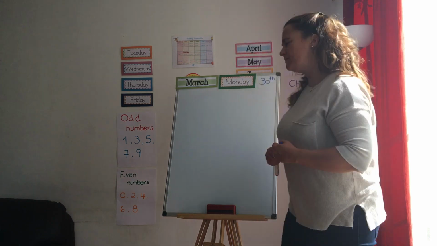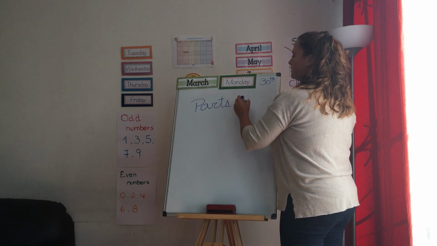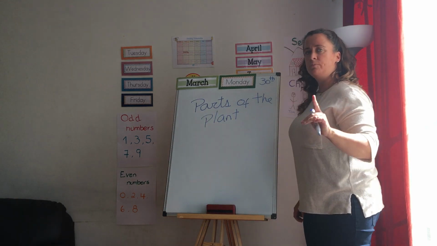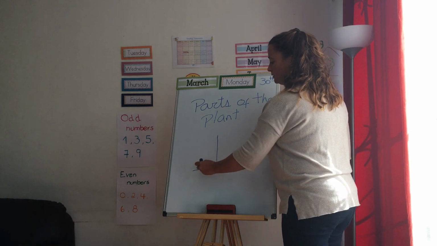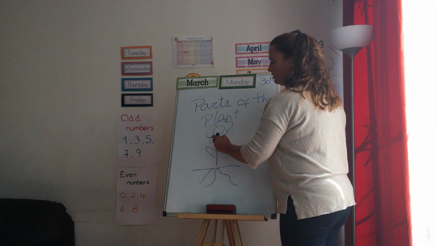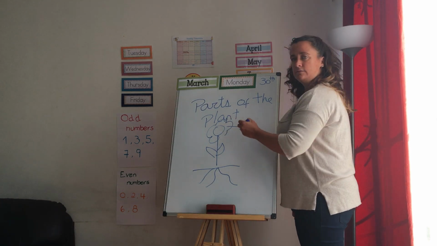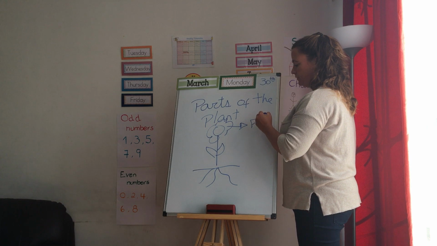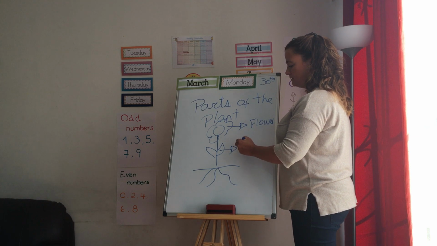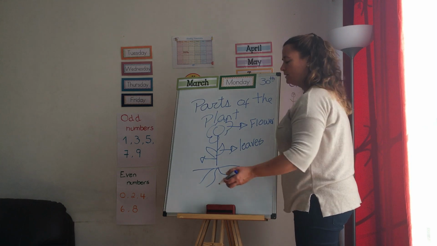Science. Parts of the plant. Plant. Super fast, because we've done this before and we should super know it by now. This one. Yep, flower. Super. This one. Sorry? Leaves. Thanks. This one. The long standing one. Stem.